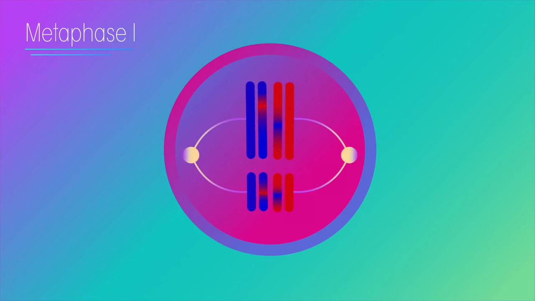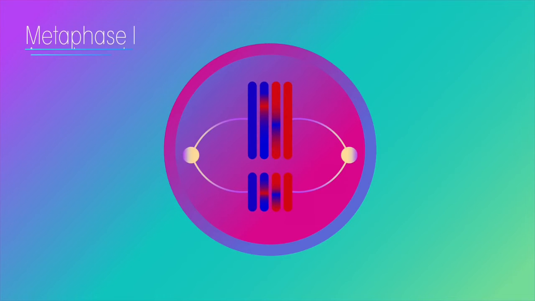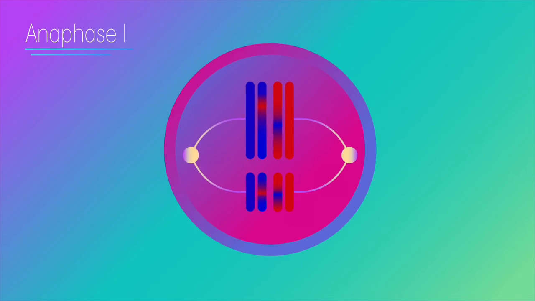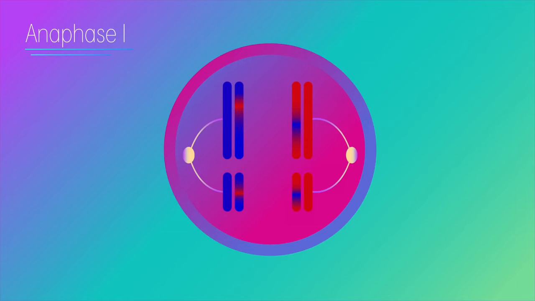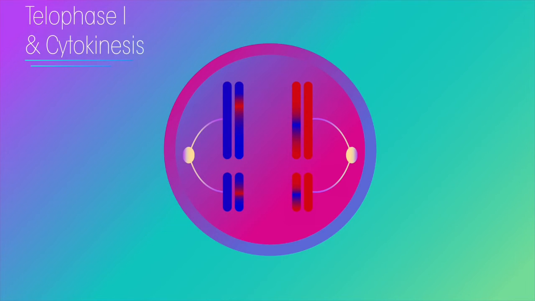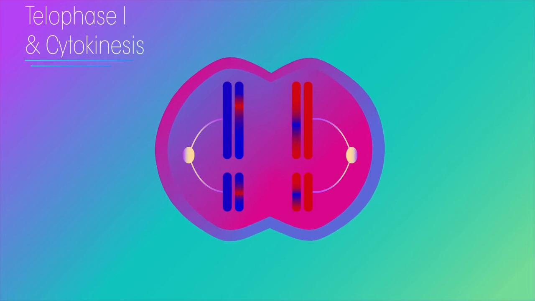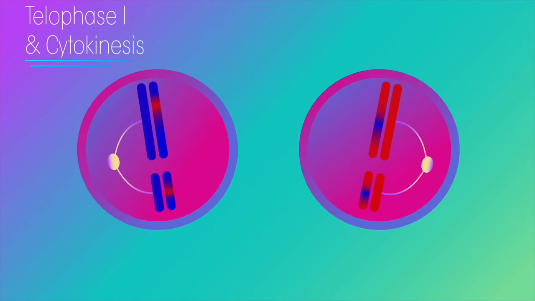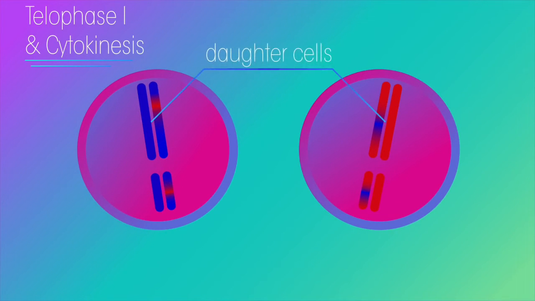Now back to meiosis. Next comes Metaphase 1, as the chromosomes align themselves in the middle of the cell, and in Anaphase 1, the spindle fibers pull the chromosomes apart to opposite ends. Then during Telophase 1 and cytokinesis, the cell pinches apart in the middle, and the nuclear membrane reforms around the 2 new daughter cells. That's the end of meiosis 1.